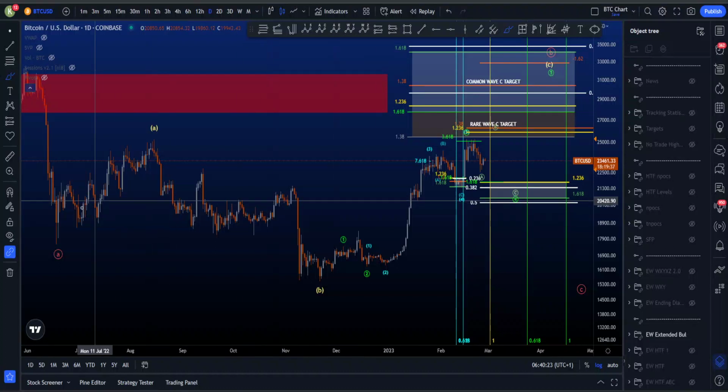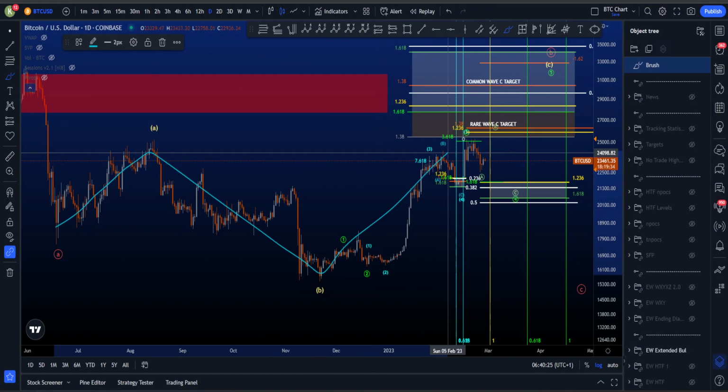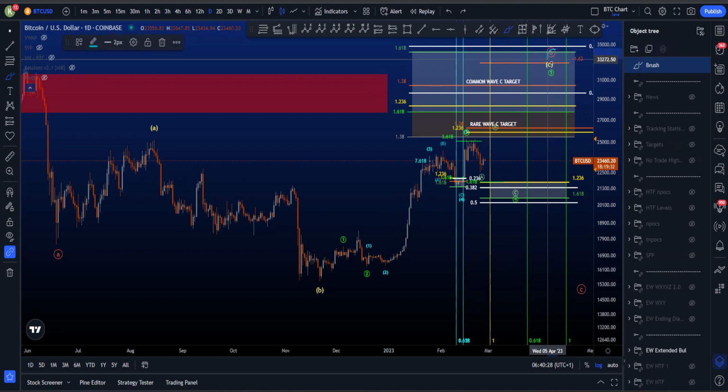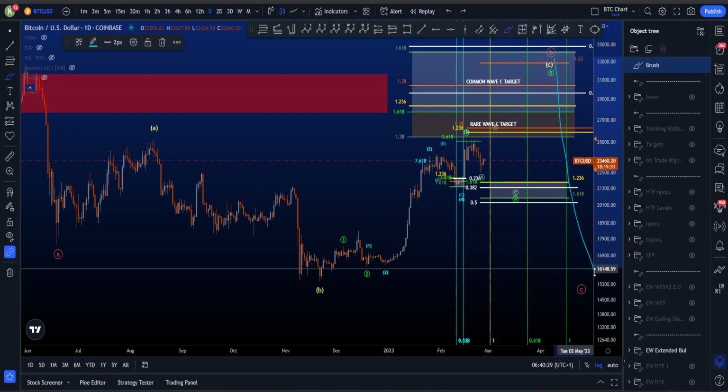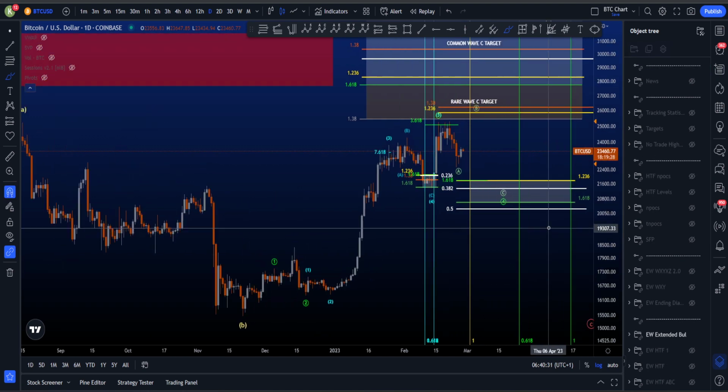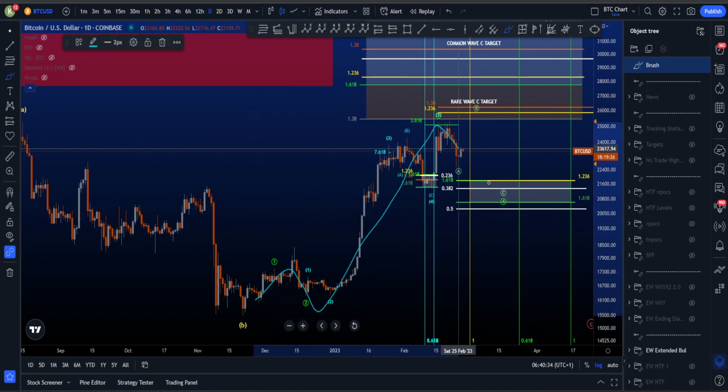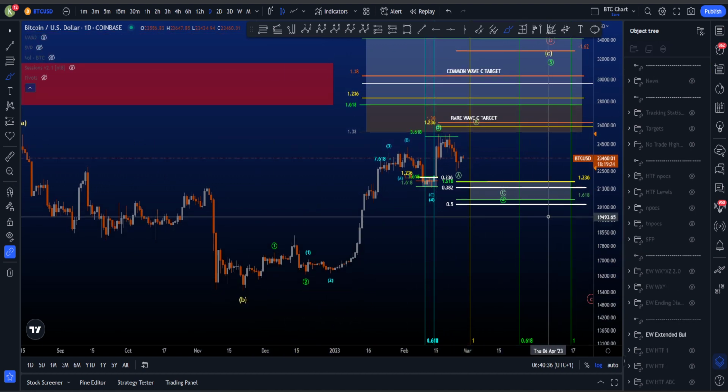Hi everyone, on the higher time frame I'm looking for this ABC, which would then finish this red wave B before then a move to the downside. Now more locally I'm looking for this 5-wave move to be finished.